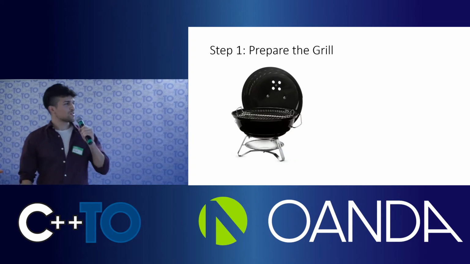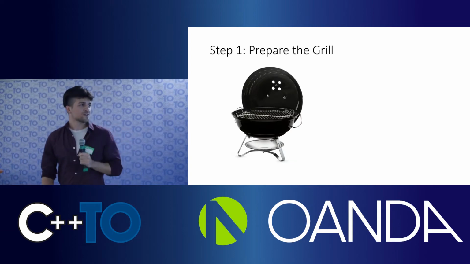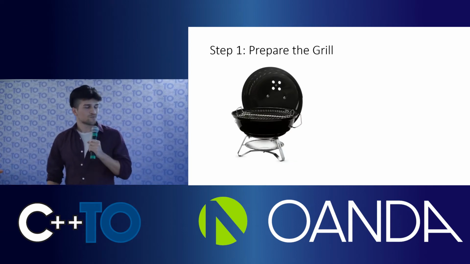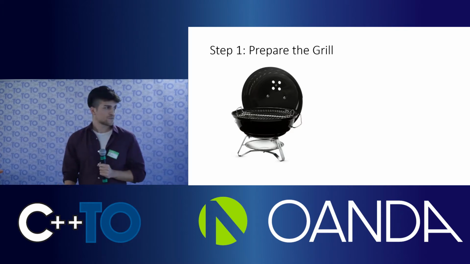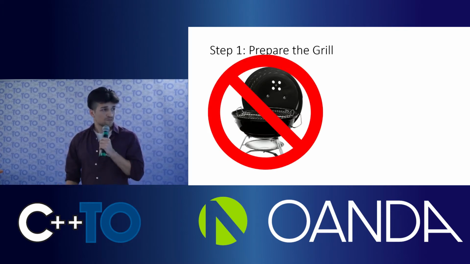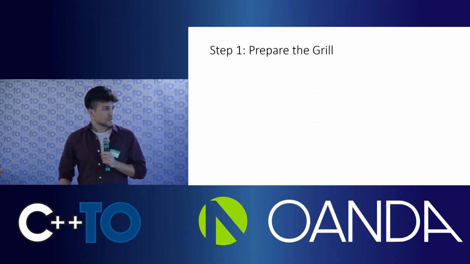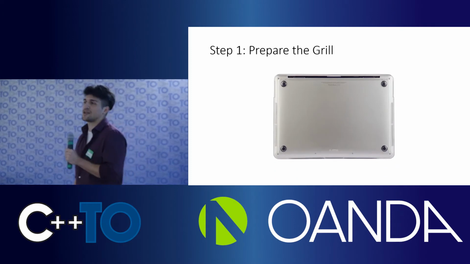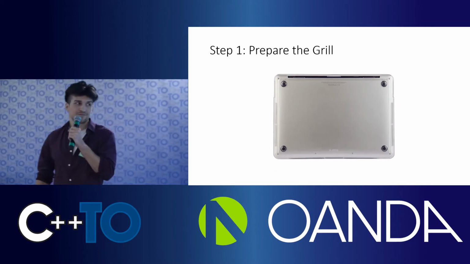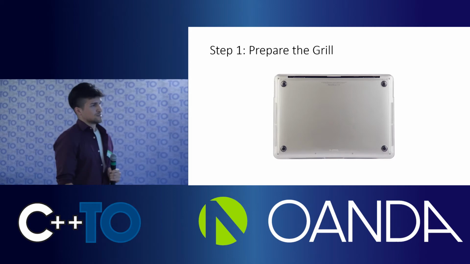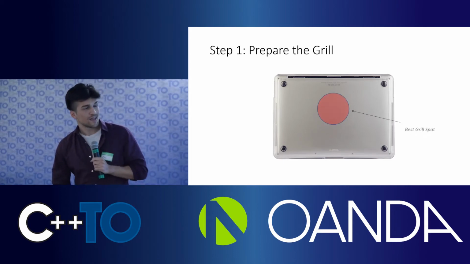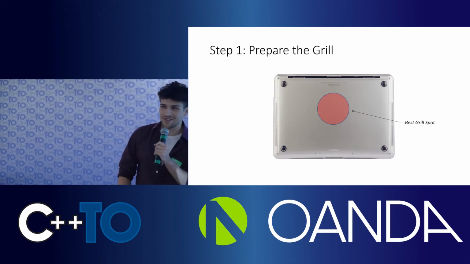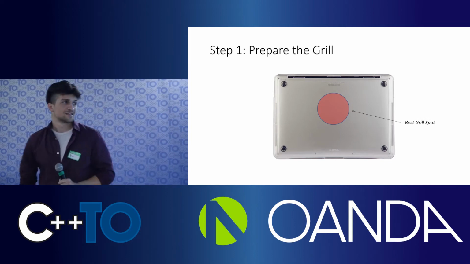Okay, well, we could use a good old cast iron outdoor grill, right? Some pros, it gets pretty hot. It's kind of cool looking. But it's not very portable, right? And more specifically, it's nowhere near as hot as a new 2018 MacBook Pro. If you need a reference, this is the best grill spot on the 2018 MacBook Pro.